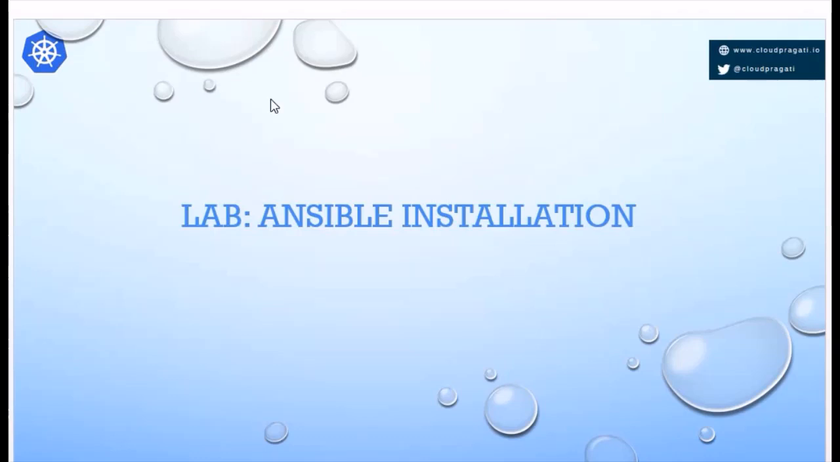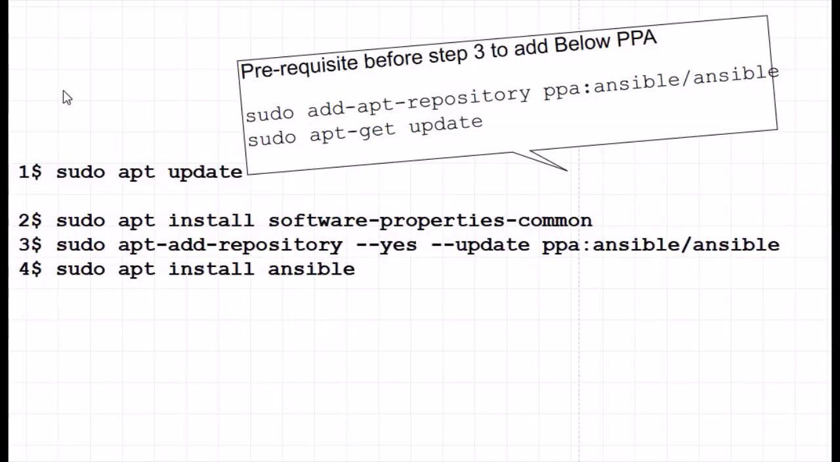Hello guys, welcome back. So this is a lab session where we are going to do installation of Ansible. The steps required to do the installation are as follows. Basically it is a 4 step process, and we are going to follow these steps. One thing we have to remember is that prior to executing the third step, we have to add this repository for Ubuntu system.